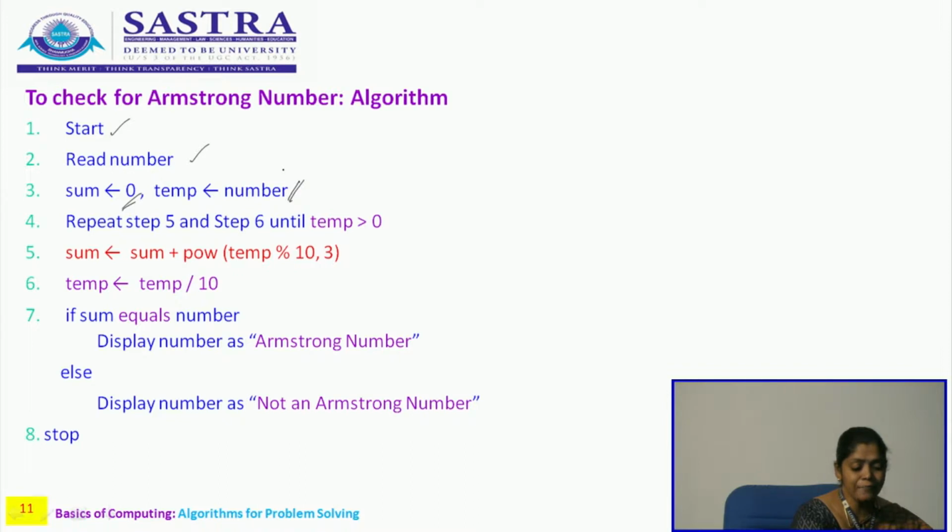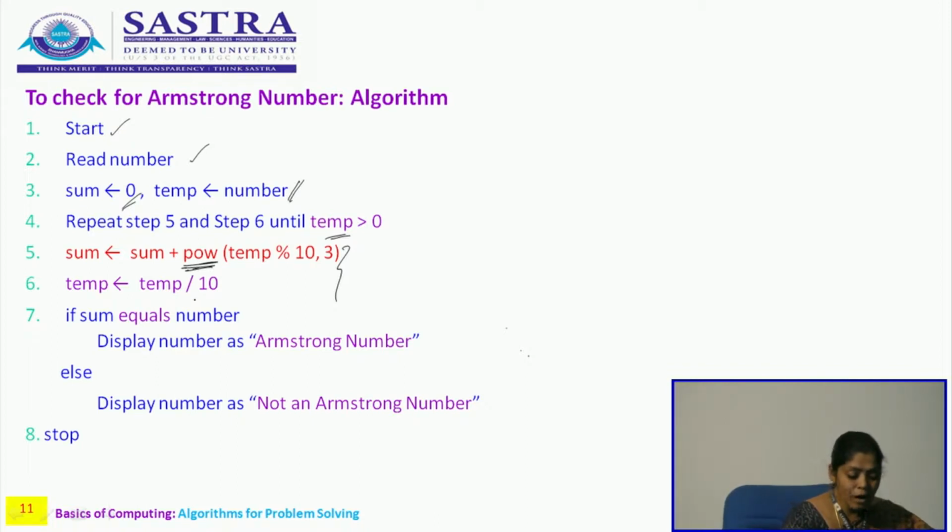Then repeat step 5 and step 6 until the number is greater than 0. That is, until the temp, what is there in your temp, the user entered value. So until your temp is greater than 0, you will be repeating these two steps. The steps are: sum is equal to sum plus power of temp mod 10 comma 3. That is actually one built-in function in C. So if the algorithm developer is well known about the language, we can develop like this. Otherwise, I will give you another method on how to write this.